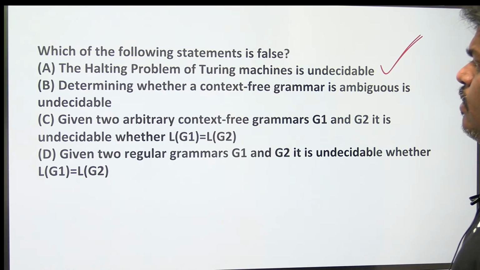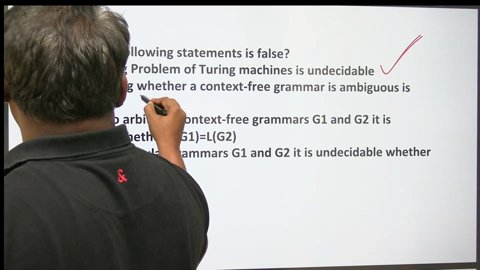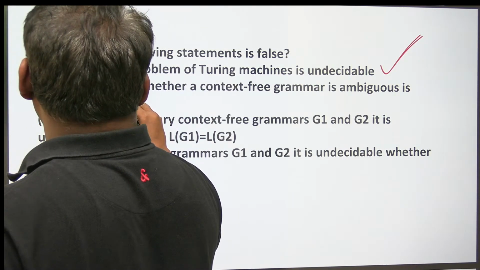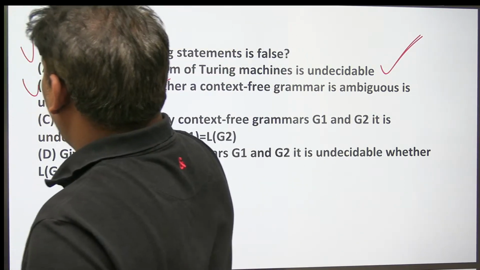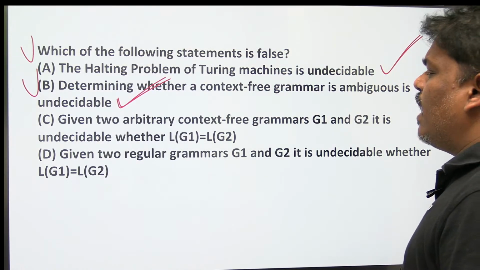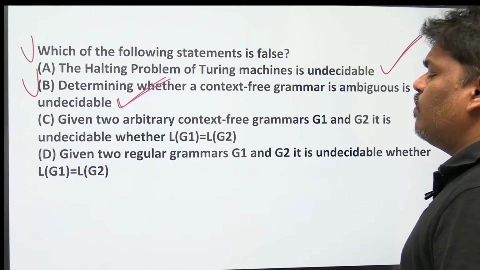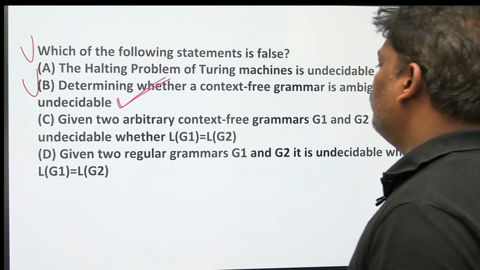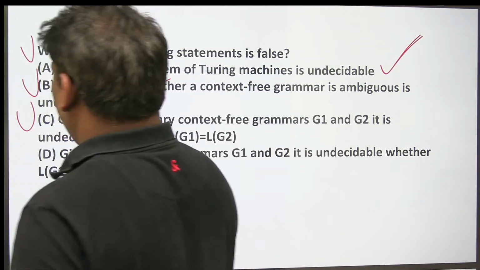Go to B. Determining whether a context-free grammar is ambiguous or not. I think this is very difficult. It is a non-trivial property, everyone knows, so this is once again undecidable. These two things are well-known. Next one, given two arbitrary context-free grammars G1 and G2, it is undecidable whether L of G1 is equal to L of G2. This is called equality of CFL, which is undecidable.